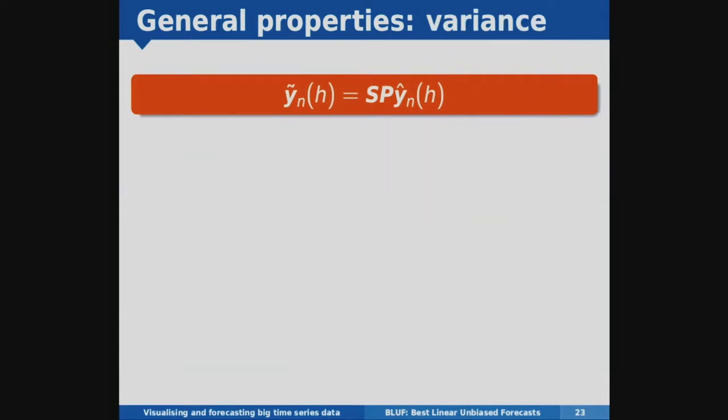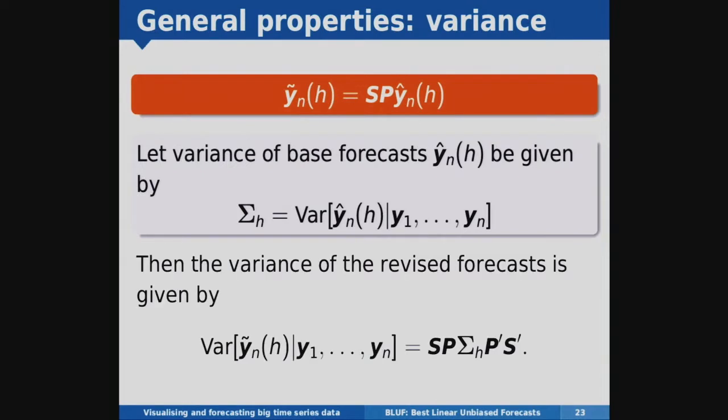The second thing we want is to minimise the variance. It's relatively easy to write down. The variance of Y tilde is SP times sigma times P transpose S transpose, where sigma is the variance of the bottom level series. So we want to minimise this, subject to the bias being zero.